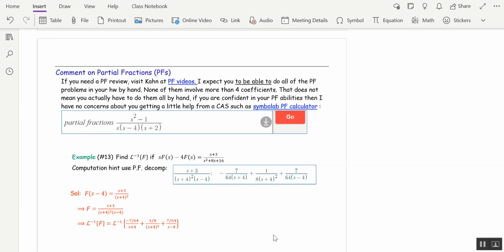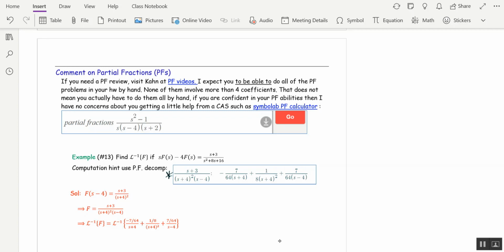Okay, last one. I just would like to comment that I expect you to be able to do all the partial fraction problems in your homework and the ones we've done today by hand. However, that doesn't mean you have to necessarily do them all by hand. Let's say you're doing your homework and you're fairly confident in your partial fraction capabilities. You can go ahead and use some outside help like a Symbolab calculator to do partial fractions for you. And so that's what I've done in this example here.